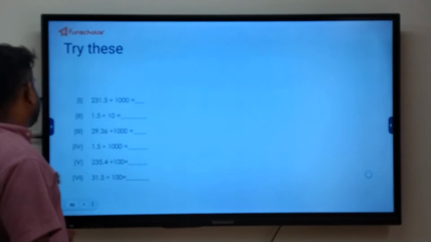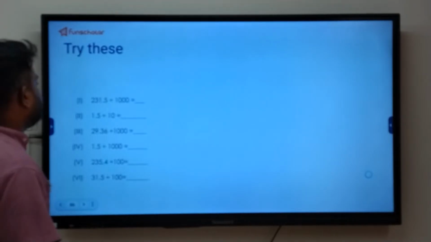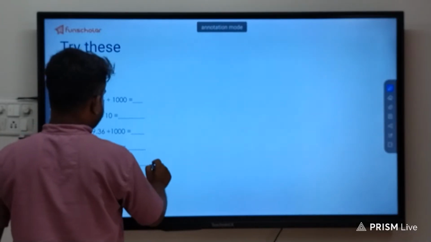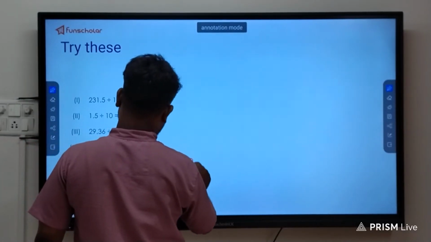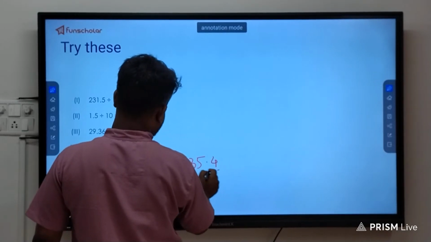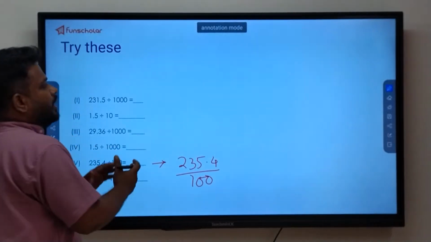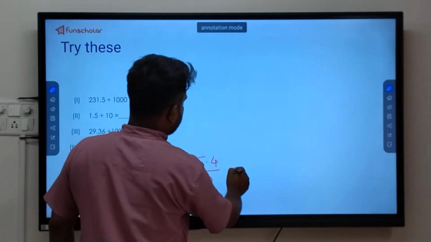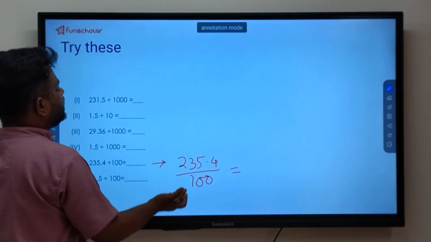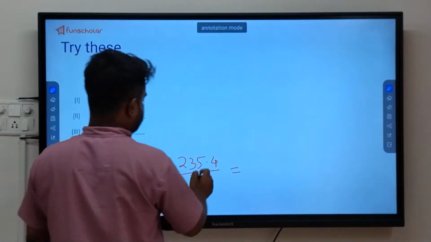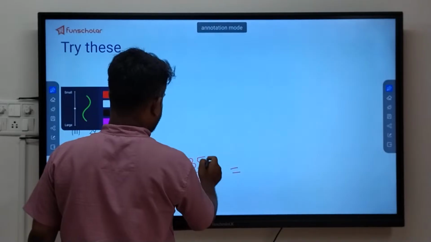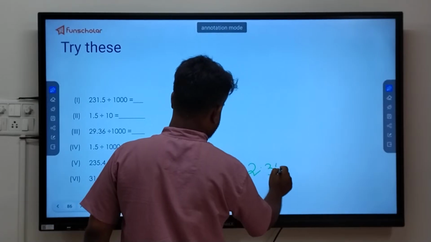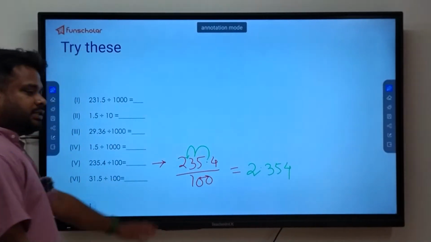And yes, we also have divisions. For division, let me remind you what we do: we shift the point earlier by counting the zeros. Here we have 2 zeros, so we shift the point 2 digits earlier from the previous place. The point will go 1, 2 here. So this will be the answer.